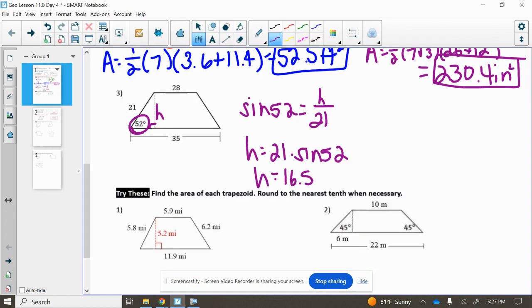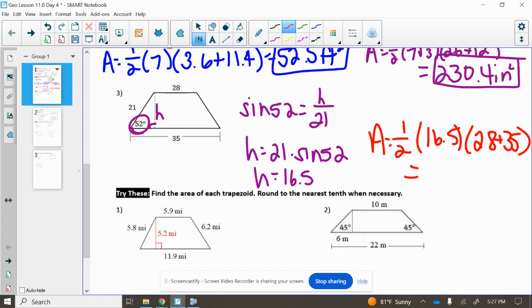And then as we actually calculate the area, it's 1/2 our height of 16.5, base 1 and base 2 added together. It ends up being 519.7, in this case units squared, since we weren't given exact units.